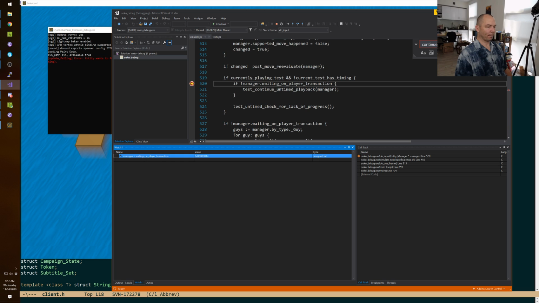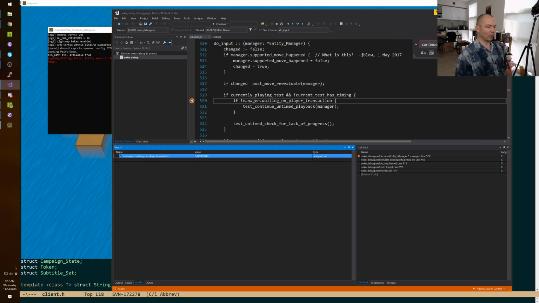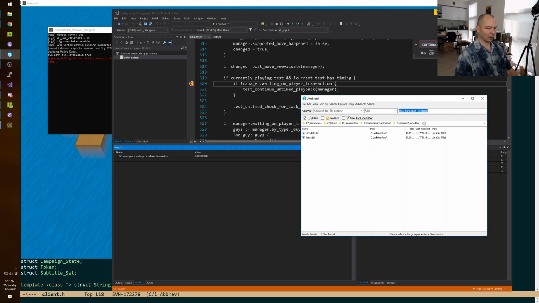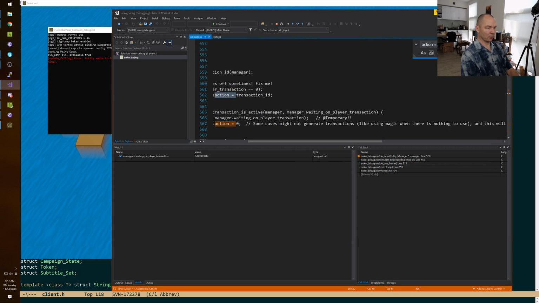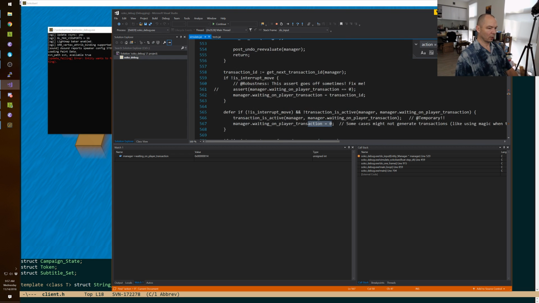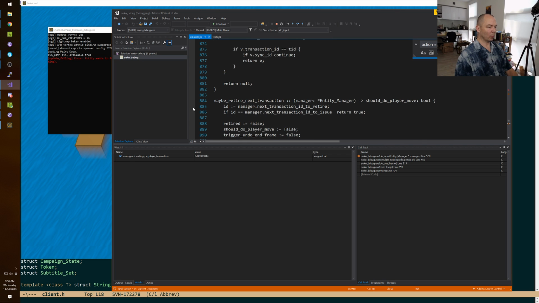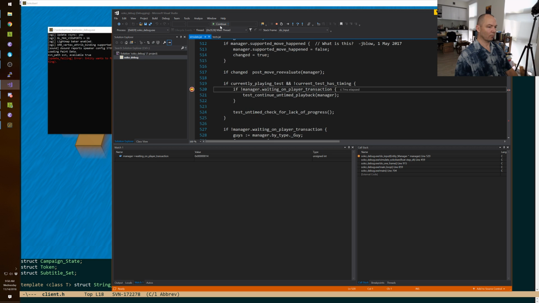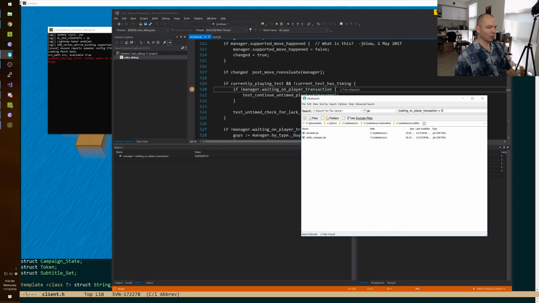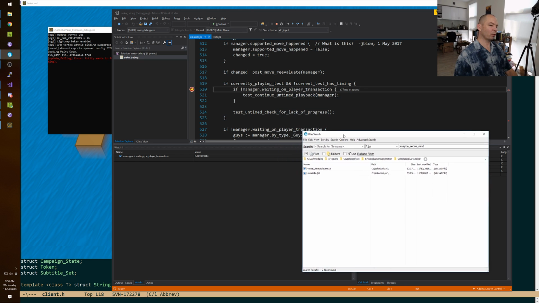So, all right, so now this gets updated once per frame. So let's go to that. Like there's a place where we clear it by setting it to zero. All right. Like here. Well, that's one place, but I think there's another one. Yeah, this is the main one. So we call maybe retire next transaction, although maybe that doesn't happen every frame. Yeah, no. All right. That happens from visual interpolation when a move completes.